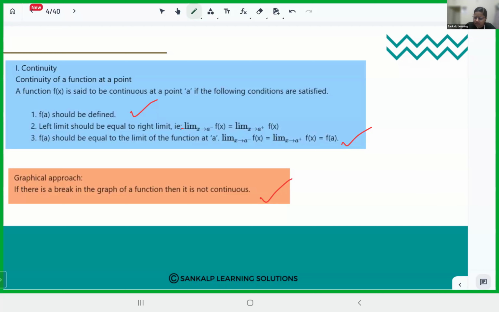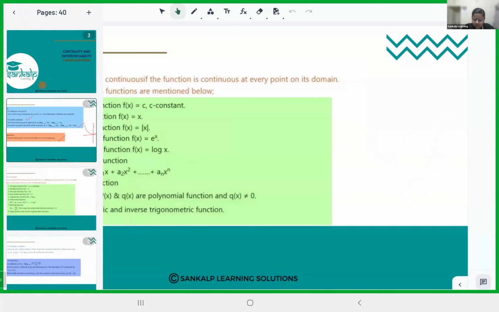For example, this is a graph of the function f of x equal to x square. You can see that there is no break in this graph. Is there any break? No break. So this function can be said to be continuous. All right, so we are moving on to the next topic.